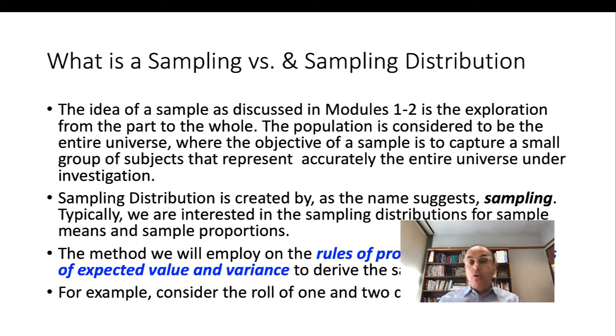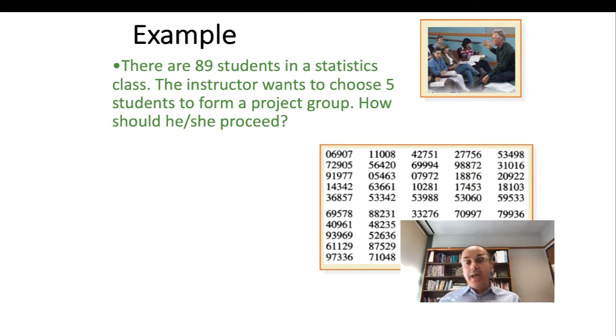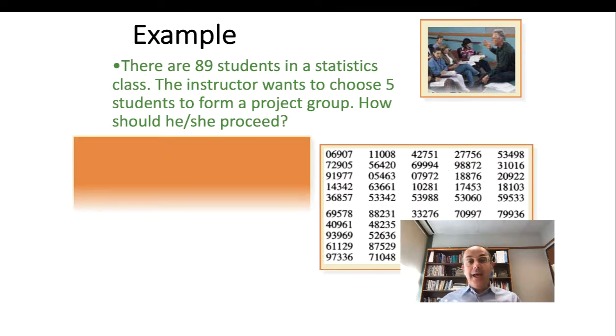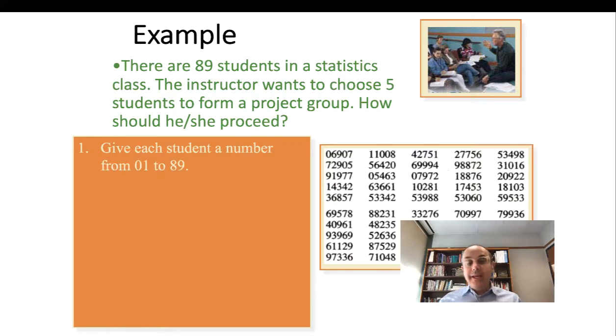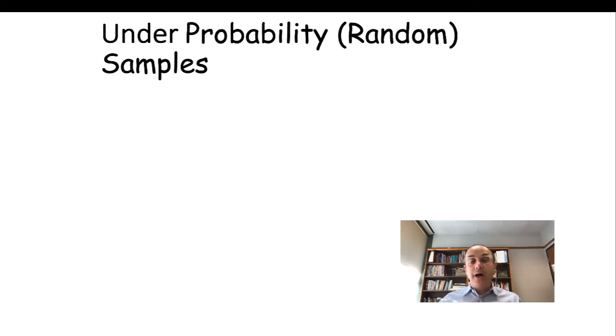So let's consider the roll of one or two dice. For example, there are 89 students in a statistics class. The instructor wants 5 students to form a project group. How should he proceed? He has the student ID numbers, and what he needs to do is take each student number from 0 to 89 and choose 5. If the number is between 19 and 0, choose another number. So the 5 numbers chosen from the group are the following.